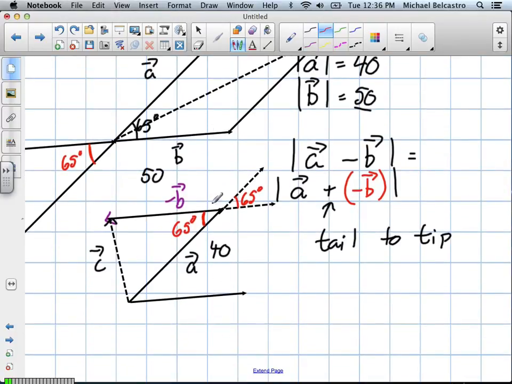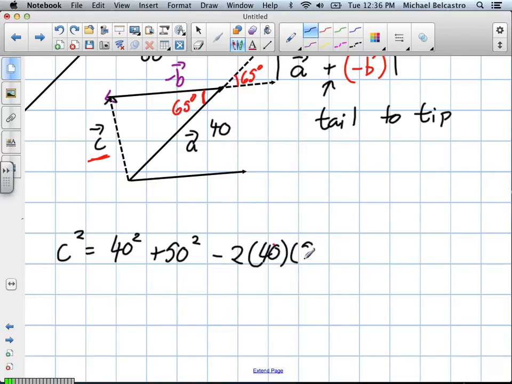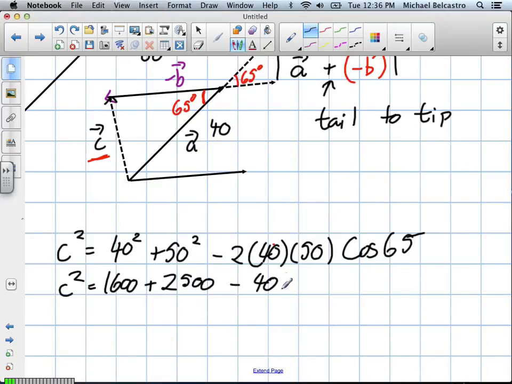We use the cosine law again to find the magnitude of vector C, or the magnitude of vector A minus vector B in this case. So C squared equals, and I'm going to write the values in this time, 40 squared plus 50 squared minus 2 times 40 times 50, but this time it is cos 65. All our other values stay the same: 1,600, 2,500, 4,000. The only difference is we multiply by cos 65.